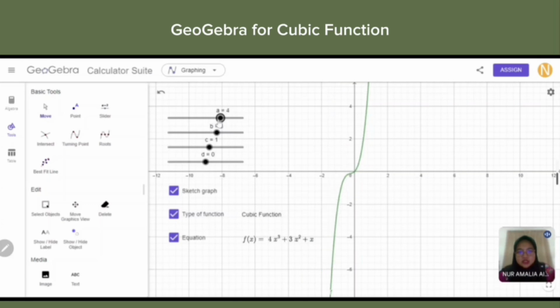As you can see here, it has turned into a cubic function. If the b is 0, it is still a cubic function because a exists.